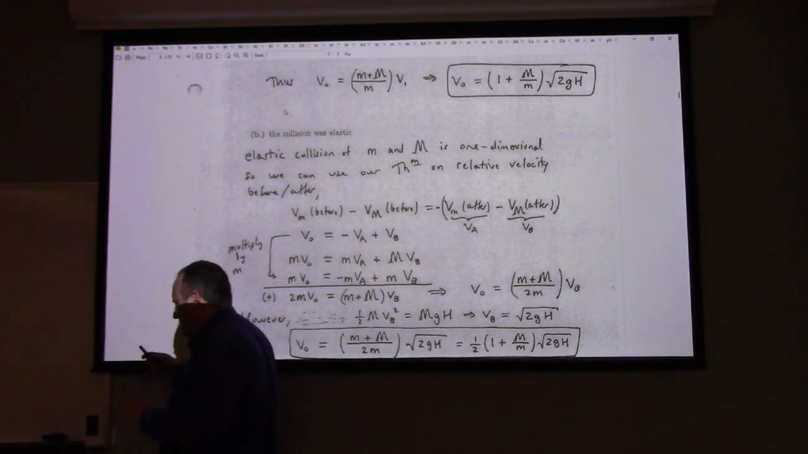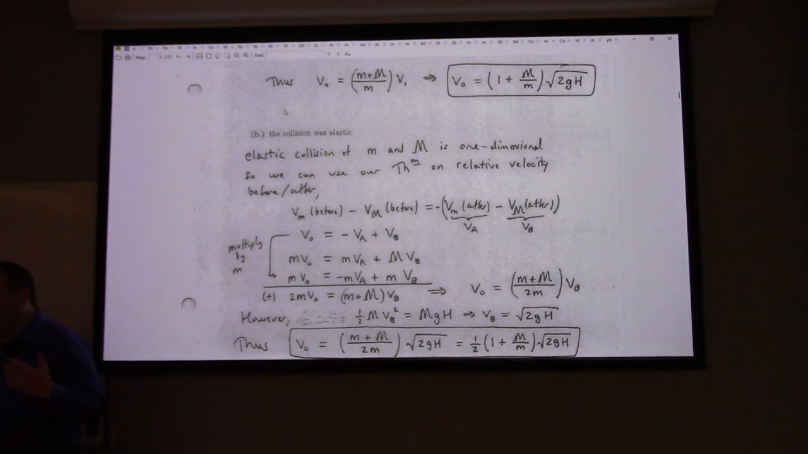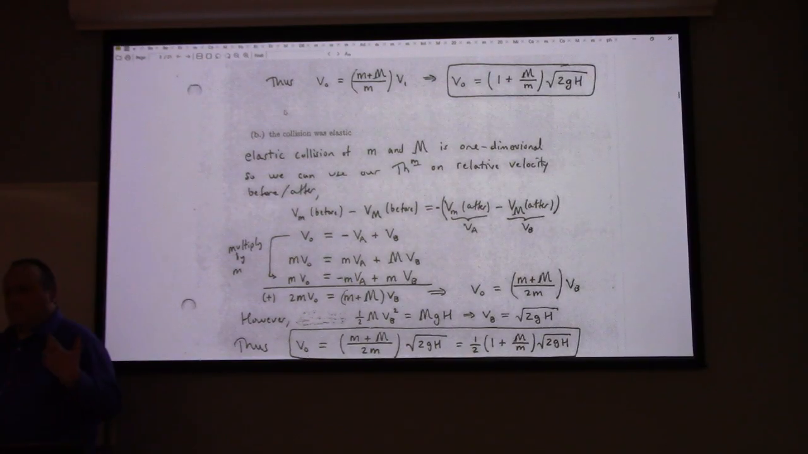Anyway, don't get lost in the details. Remember, the concept is always this. We conserve momentum at a collision. We don't usually conserve energy, right? Unless what? Unless it's an elastic collision. If it's an elastic collision, kinetic energy is conserved. In one dimension, we have a simple theorem which says that the relative velocity of two masses engaged in an elastic collision is minus before and after.